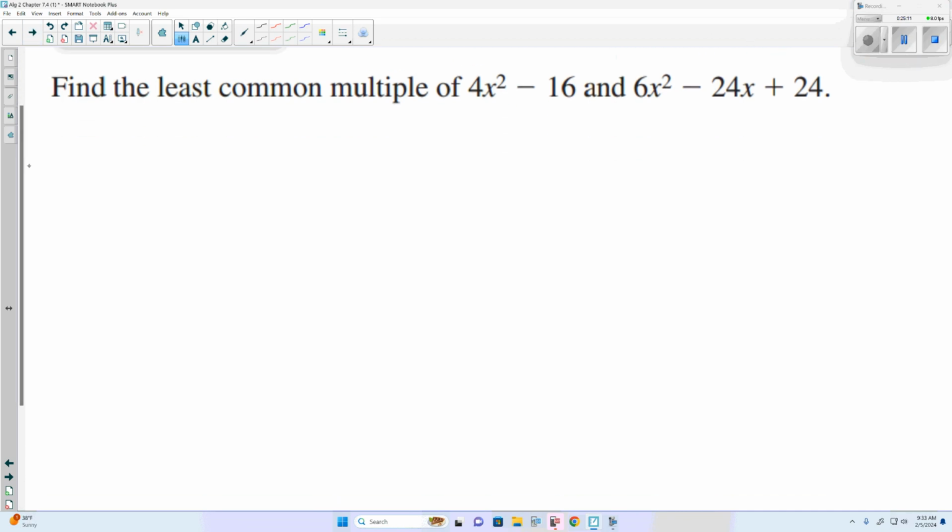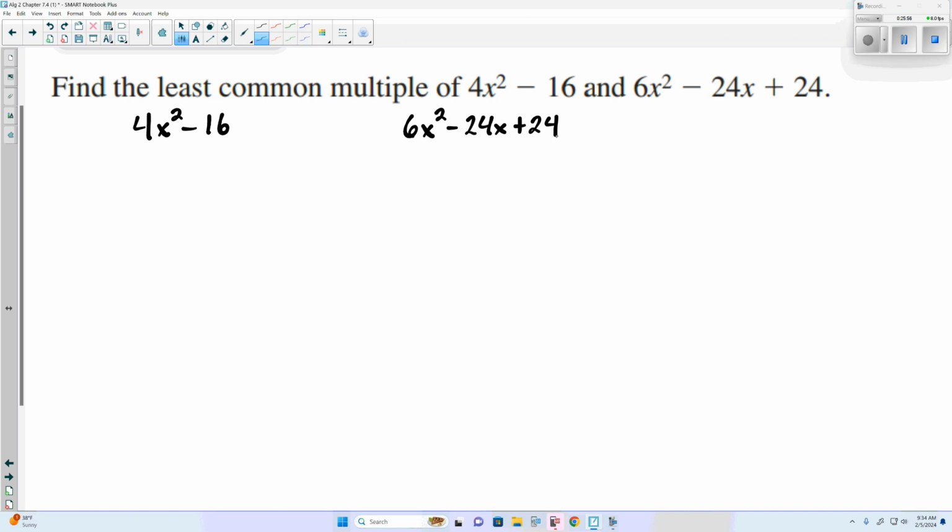Now we want to find the least common multiple for 4x squared minus 16 and 6x squared minus 24x plus 24. With multiplication and division, with division, we did our keep, change, flip. But after that, for both of those, the first thing we did before we started doing anything else, we factored it, yes? Least or greatest common factor, any of those, we factored them. That's the same thing here. We need to factor these first.